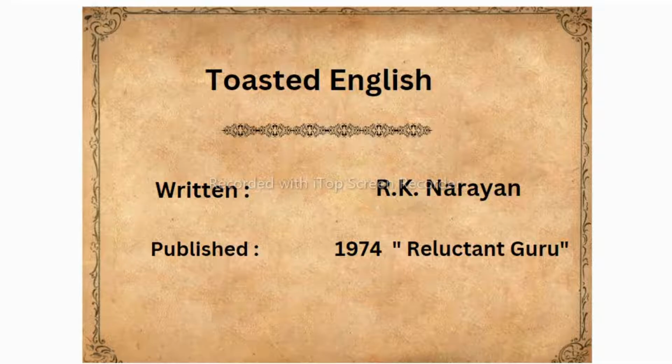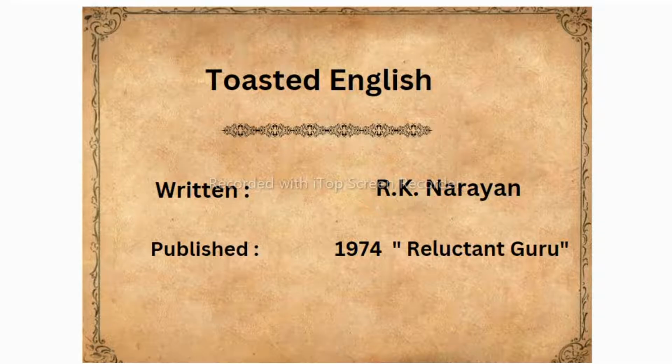Here in this essay, he differentiates American English from British English by the process of toasting. He also described the functioning of the English language in three countries, that is, America, Britain, and India. So now let's start our summary of Toasted English.